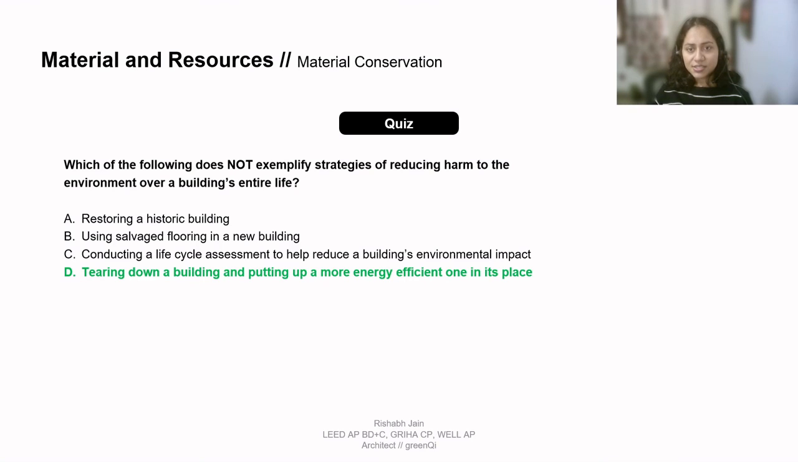So the answer is D, tearing down a building and putting up a more energy efficient one in its place. So there's a saying that the most sustainable building is the one that is not built, because instead of reusing a building that can be used, that can have adaptable spaces, you are putting up a new one, taking up all the resources of the environment. So that's where this is something that does not exemplify strategies of reducing harm.